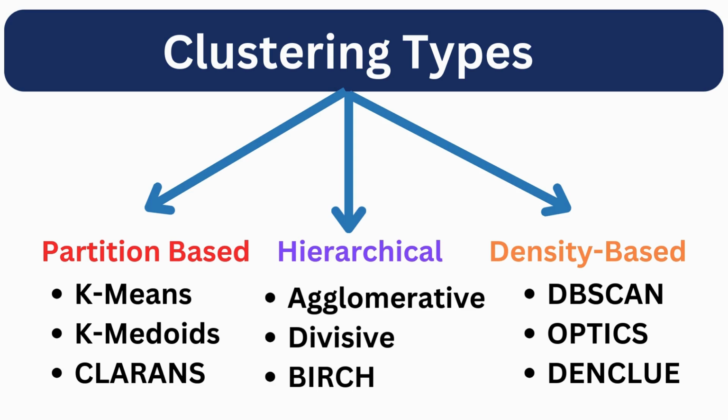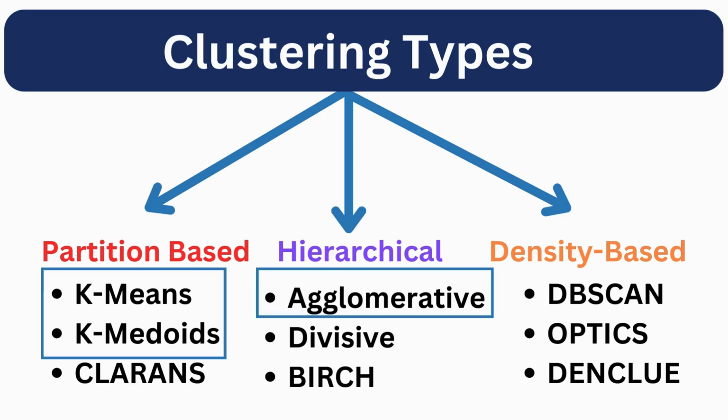Hierarchical clustering creates a tree of clusters called a dendrogram, where each data point starts as its own cluster and clusters are merged or split based on similarity. Examples include agglomerative and divisive clustering. Density-based algorithms form clusters based on areas of high density, and they can detect clusters of arbitrary shape. Examples include DBSCAN, OPTICS, DENCLUE.